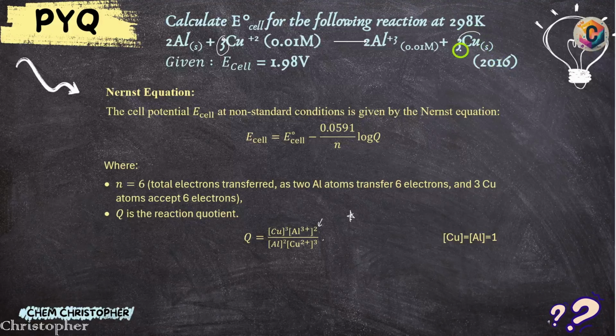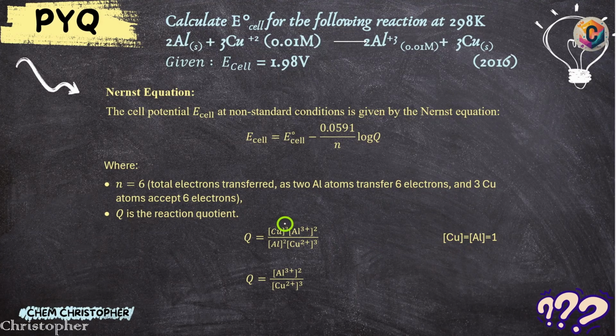Here I have copper and aluminum in solid state. So for solid, the value is 1. If you write 1, cube is 1, 1 square is also 1. So what do I have to write? The concentration of aluminum plus 3 squared divided by the concentration of copper plus 2 cubed.